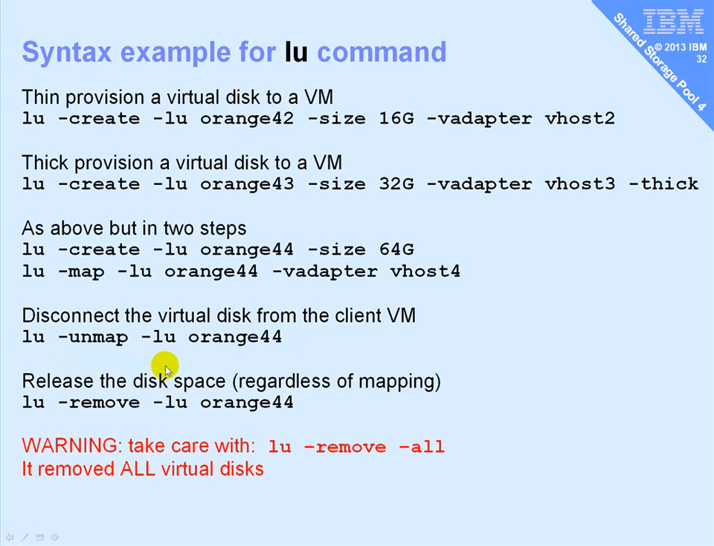Finally, if we no longer want the disk space, we can use the -remove option, just give it the name, and regardless of whether it's mapped to a client or not, that will be dismantled and the disk space put back into the pool. Be very careful with this last option, LU -remove -all. That removes all your virtual disks in one go. The pool is then empty, so be very careful with that one.